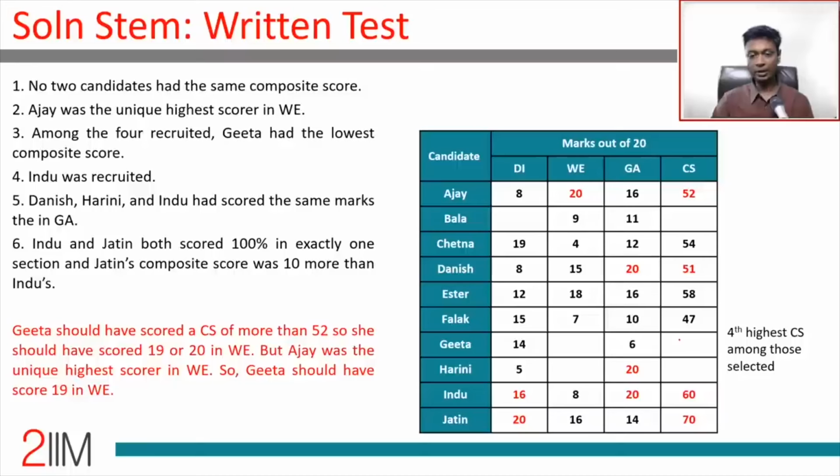So Ajay should have got 20. This much we know. Right? So now think about this. Geeta could not have got 20. She might have got 19 or 18 or 17 or 16. If she'd got 19, her composite score would be 53. If she's got 18, her composite score would be 52, which Ajay has got, and Ajay satisfies those criteria. Or Geeta should have scored 19 in order to be the 4th highest among those selected. She should have got more than 52. So 53 works. Geeta should have scored 19.